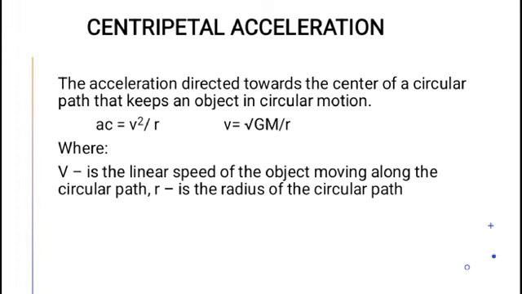Now, let's connect this to centripetal acceleration. This is the acceleration that keeps an object moving in a circular path. It always points toward the center of the circle. That's why it's called centripetal, which means center seeking. The formula is a equals v squared over r, where v is the speed of the object and r is the radius of the circular path. We can also find v using v equals square root of GM over r, which shows that the speed depends on the gravitational pull of the central body. Without this acceleration, objects would just move straight instead of orbiting.